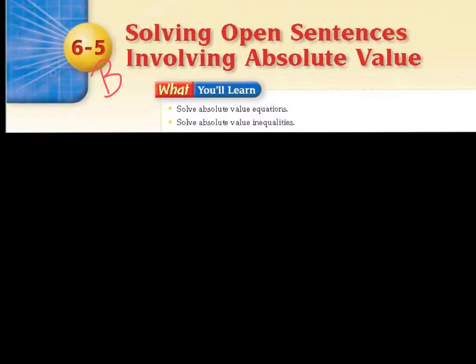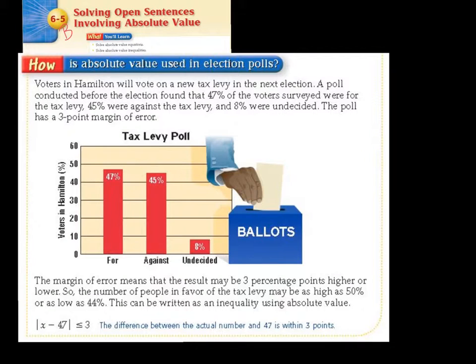Okay, in this lesson we're finishing up looking at solving open sentences involving absolute value. So in 6.5a we looked at absolute value equations. In this one we're going to look at absolute value inequalities. How is absolute value used in election polls?